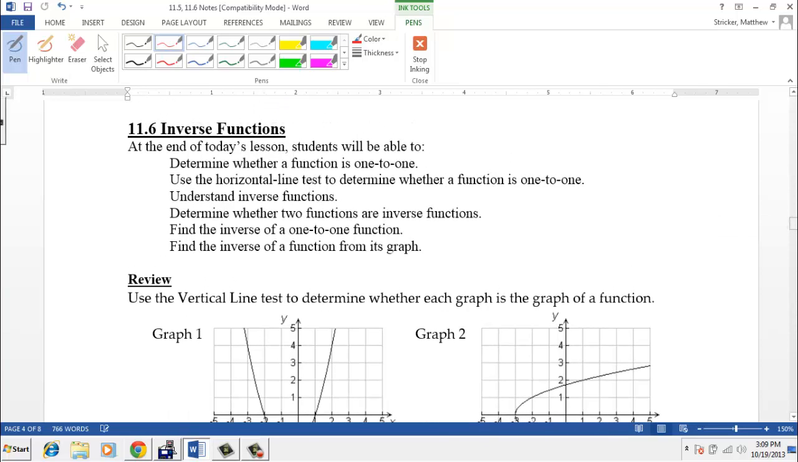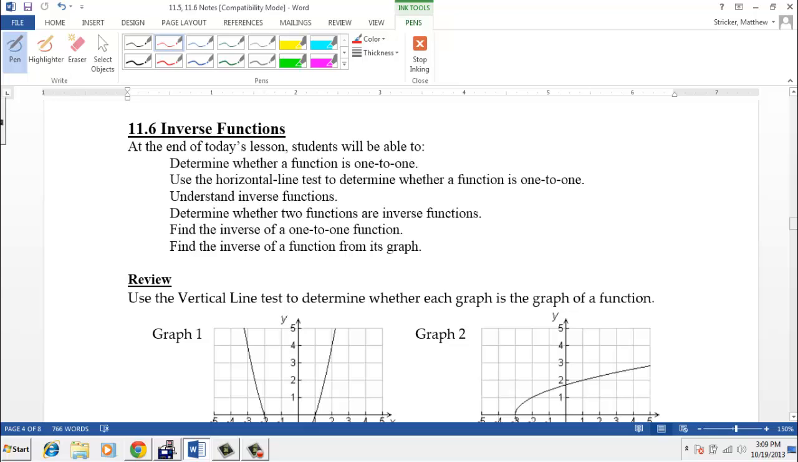Hello, this video covers section 11.6 from your textbook. It's all about inverse functions, and by the end of the section we will work up to being able to actually find an inverse function if we are given a function.